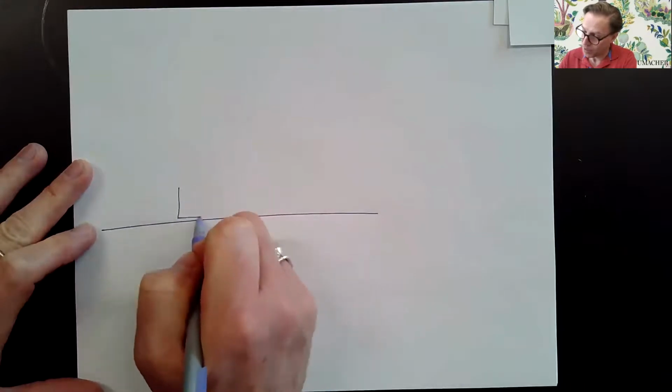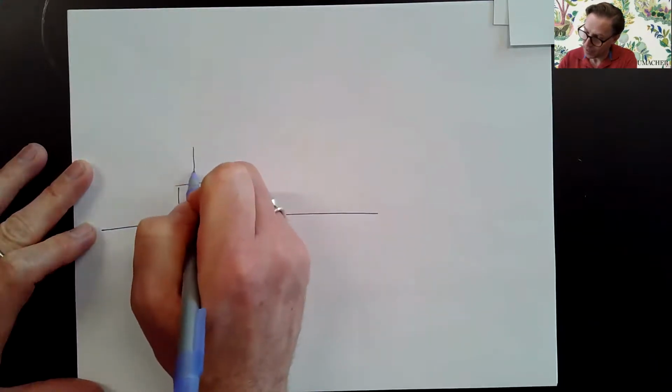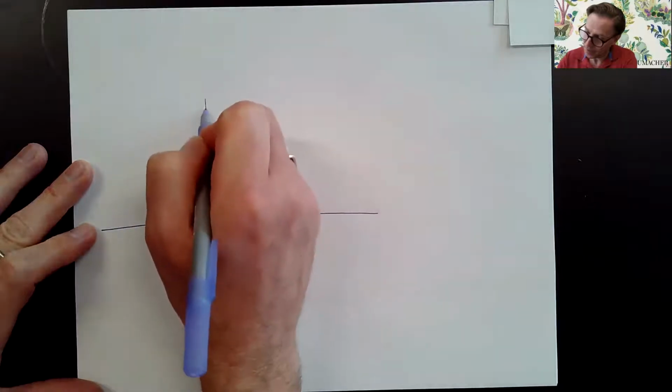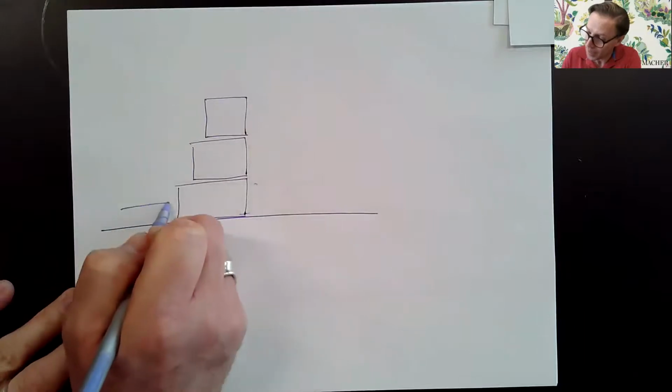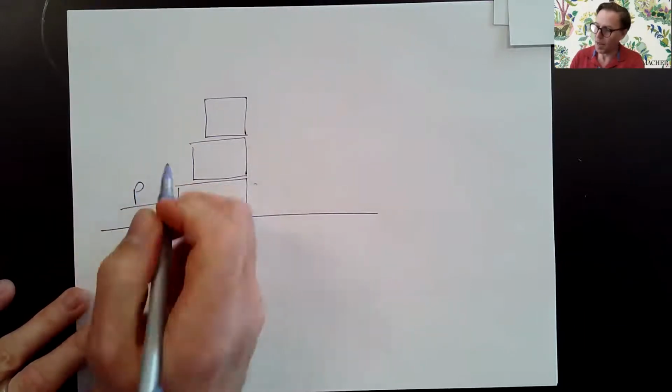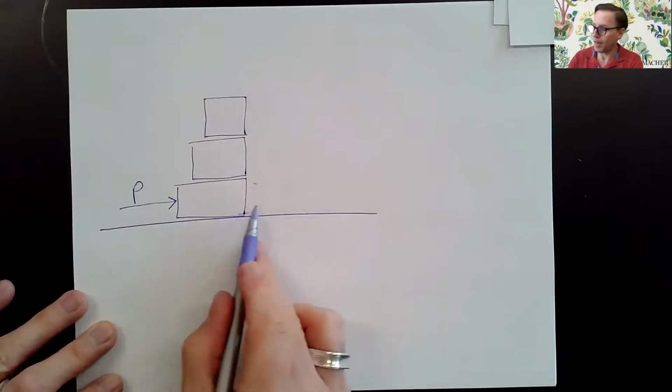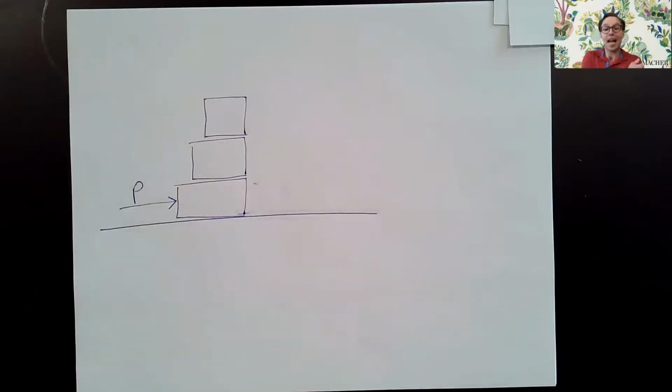Now, what I'd like to do is, let's say that I have a stack of books sitting on a tabletop. So here's a table, and here's a book, and then here's another book, and then here's another book stacked on top. They can be books, they can be boxes, whatever. And let's say that I'm going to push here. P. Dr. Platt pushes this box to the right, and we go across the ground. And all the boxes move together.